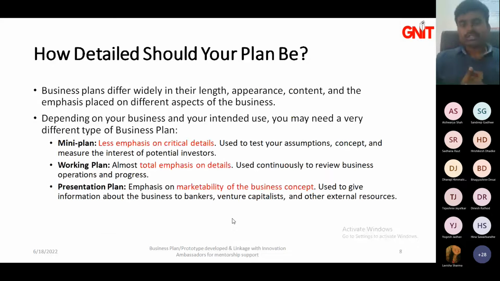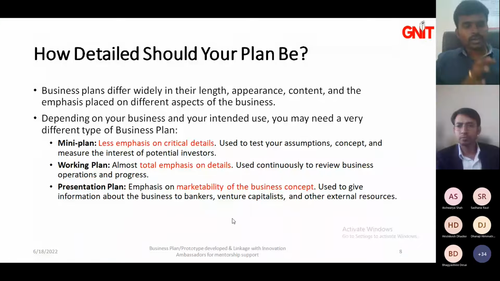So how detailed should your plan be? Whatever plan you are making, we can make a detailed plan in three ways. You can create a mini plan, a working plan, or a presentation plan. A mini plan means it will show only the critical details. This is the simple budget, so this is the thing.